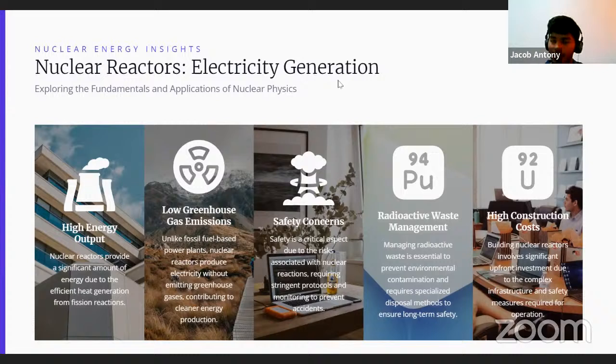Safety concerns. Safety is a critical aspect due to the risks associated with nuclear reactions, requiring protocols and monitoring to prevent accidents. Radioactive waste management. Managing radioactive waste is essential to prevent environmental contamination and requires specialized disposal methods to ensure long-term safety. High construction costs. Building nuclear reactors involves significant upfront investment due to the complex infrastructure and safety methods required for operation.